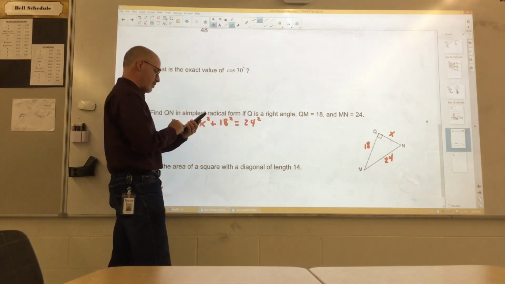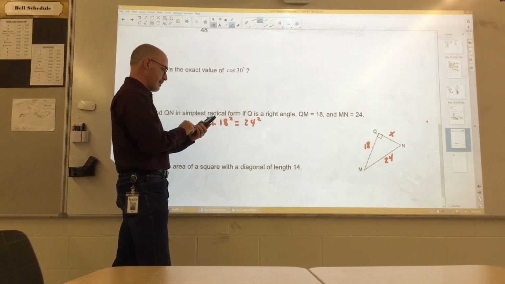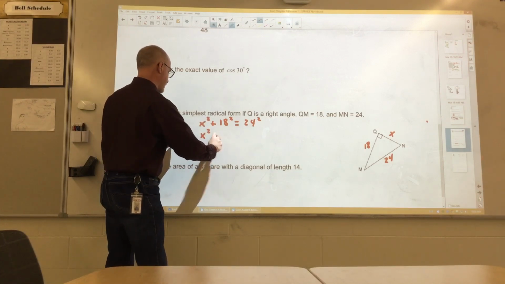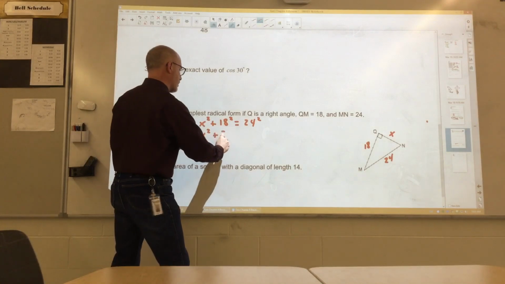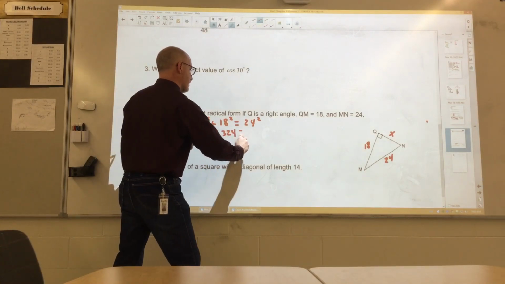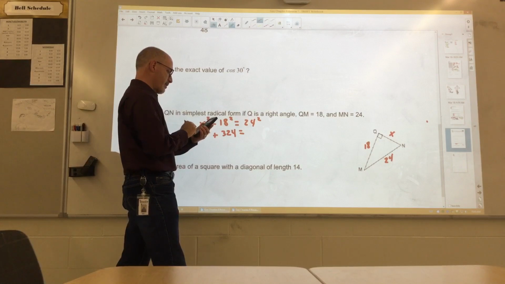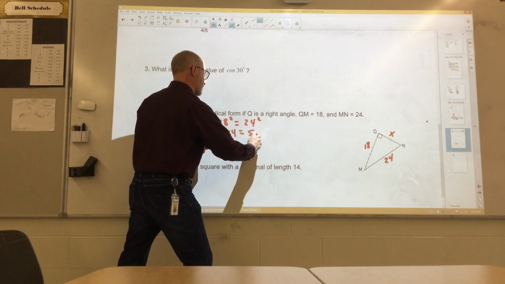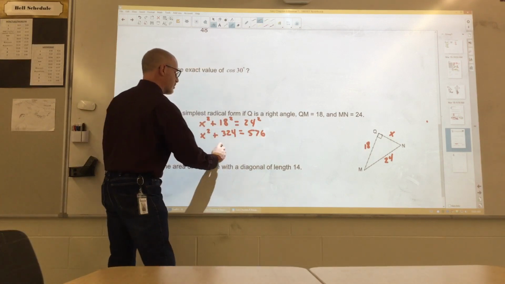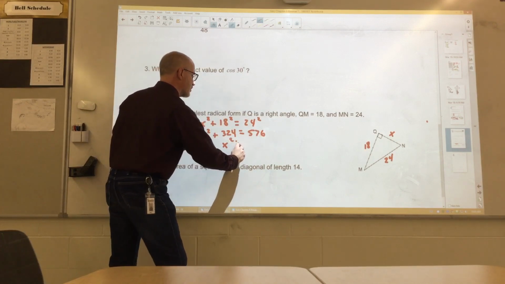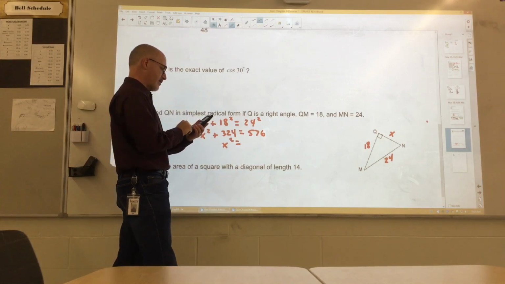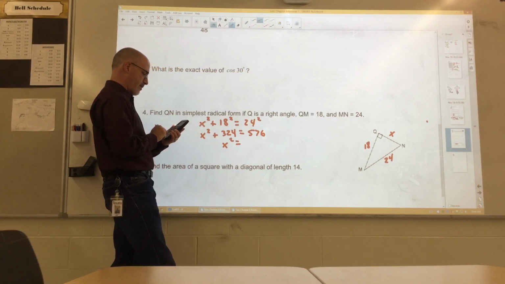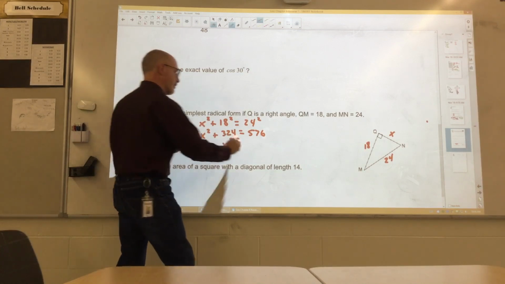Let's get what those values are. So I've got x squared plus 18 squared, which is 324, and 24 squared is 576. Okay, so I subtract 324 from both sides. So 576 minus 324 gives me an answer of 252.